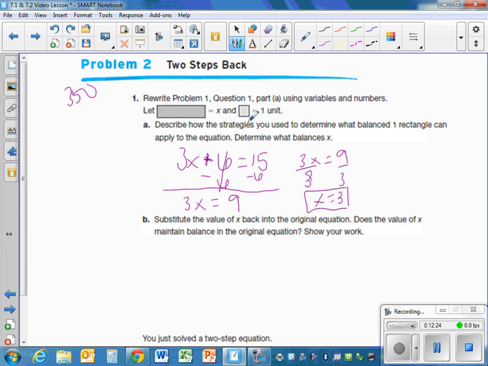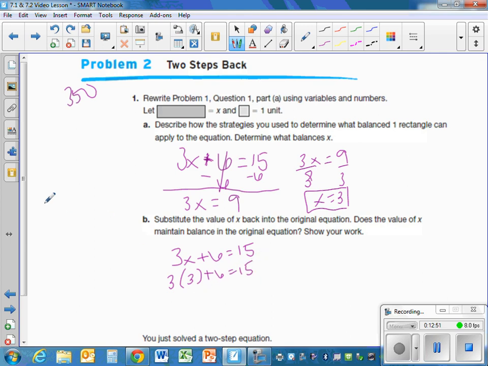Part B says to substitute the value of x back into the original equation. Does the value of x maintain balance in the original equation? Make sure you show your work. So we're going back to our original equation, which was 3x plus 6 equals 15, and we're going to substitute in the x that we found with the value of 3. So now instead of an x, I have a 3, and I just need to go through and solve.